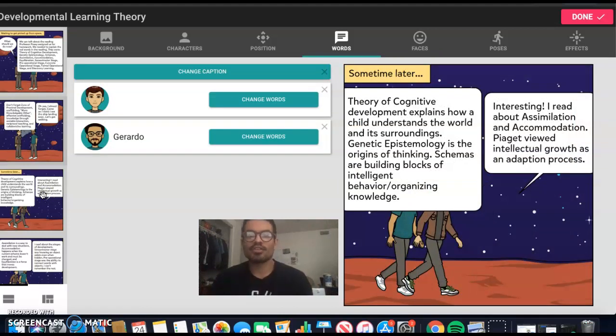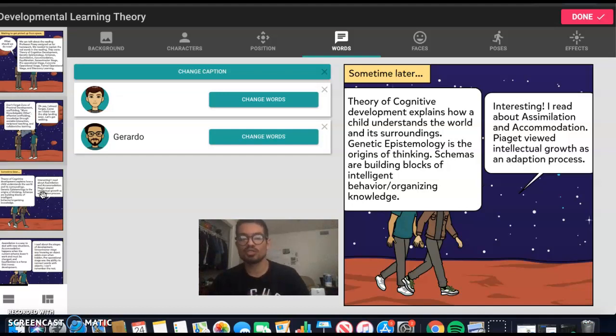And it goes into the theory of cognitive development, basically explaining how a child understands the world and its surroundings, what kind of mental processes it uses to understand its surroundings at different ages. This theory mainly focuses on children, not really on older individuals, and how they process thinking and their mental capacities.